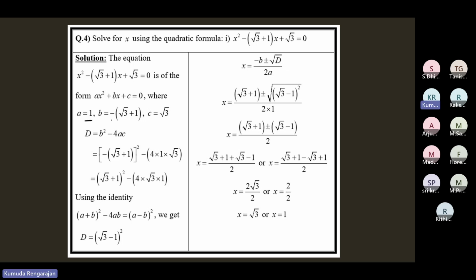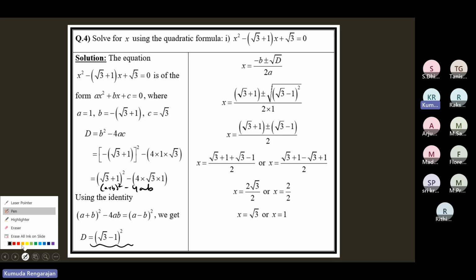Okay, so after writing out the values of a, b, and c, find the discriminant, which is given by the expression b square minus 4ac. So b square, see this is b square minus 4ac. I told you minus into minus is plus. So it's root 3 plus 1 the whole square minus 4 into root 3 into 1. Now this is of the form a plus b the whole square minus 4ab, which is a minus b the whole square. So D is equal to a minus b the whole square.